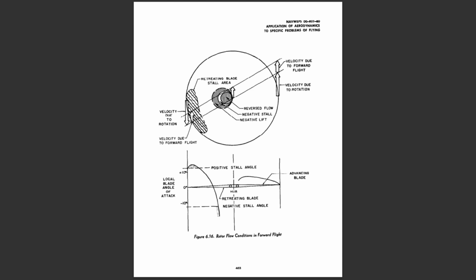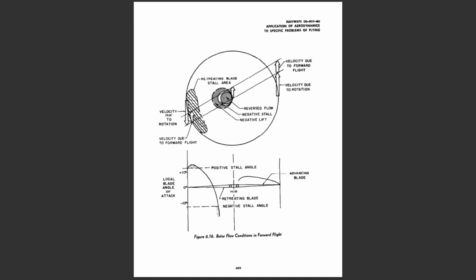There is a region of positive angles of attack resulting in positive lift over the entire advancing blade. Immediately next to the hub of the retreating blade, there is an area of reversed flow where the velocity due to the forward motion of the helicopter is greater than the rearward velocity due to the blade rotation. The next area is a negative stall region where, although the flow is in the proper direction relative to the blade, the angle of attack exceeds that for negative stall.